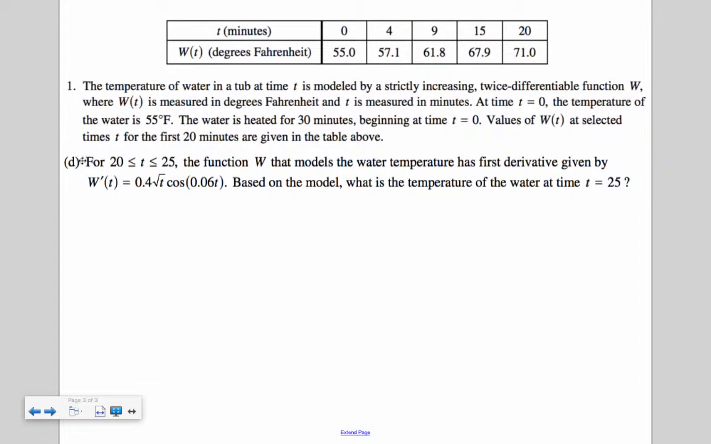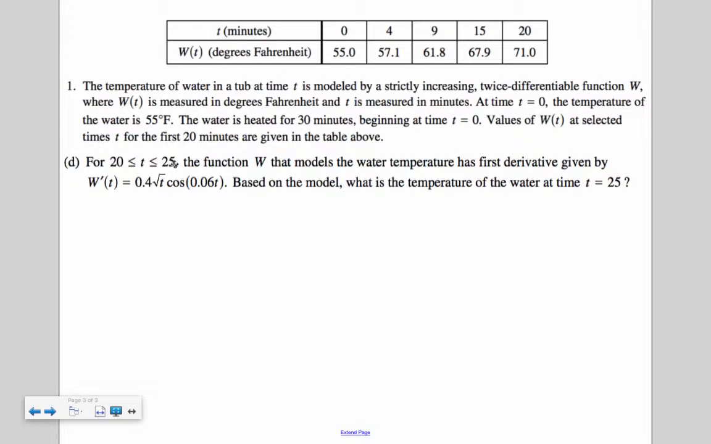So there's a bunch of questions before this part D, but here it says, for 20 less than or equal to t less than or equal to 25 minutes, the function w that models the temperature has first derivative given by w prime of t equals 0.4 square root t times the cosine of 0.06 t. So this is the derivative of w, so this is measured in degrees Fahrenheit per minute. It says, based on this model, what is the temperature of the water at time t equals 25? So we need to get the temperature at t equals 25.